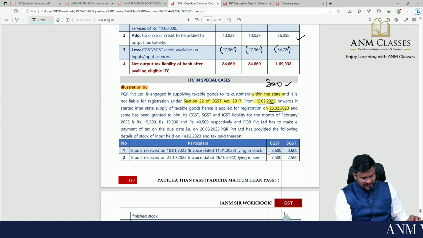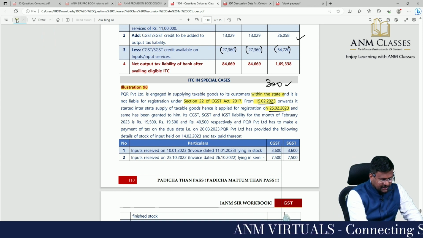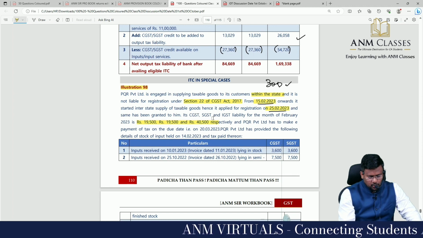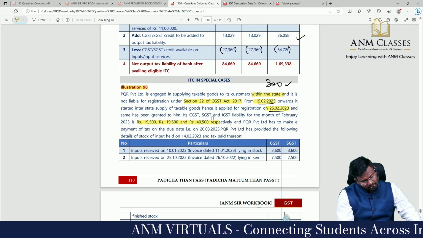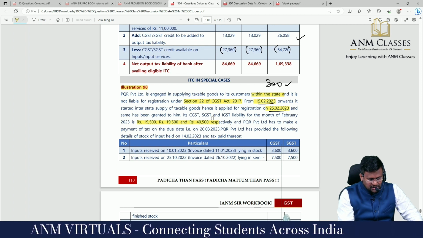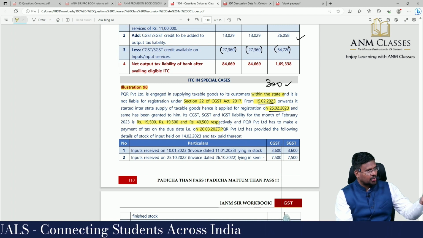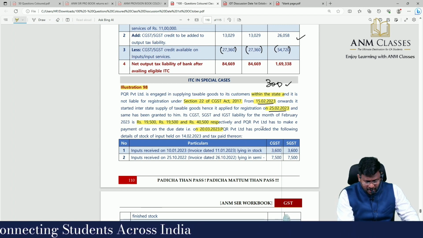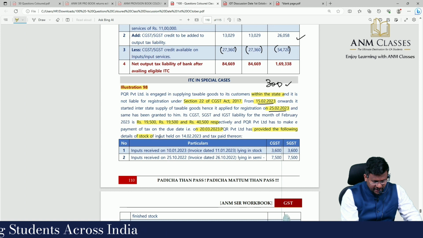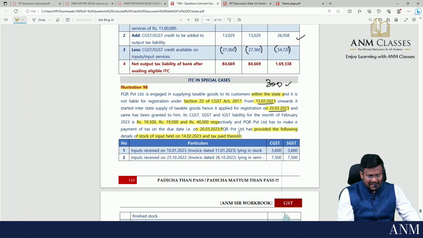Its CGST, SGST and IGST liability for the month of February 2023 is 19,500, 19,500 and 40,500 respectively, and PQR Limited has to make e-payment of tax on the due date, 20th March. February's tax we will definitely pay in March. PQR Private Limited has provided the following details of stock of input held on 14/2/2023 and tax paid thereon.